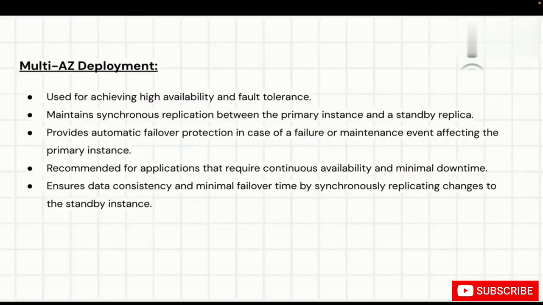Let's understand how it works. It is used for achieving high availability and fault tolerance. It maintains synchronous replication between the primary and the standby database. Let's consider it with a real-time situation when we are working in a team. There is a field team and there is a standby team. The standby team comes into the picture when the field team fails or requires any support.